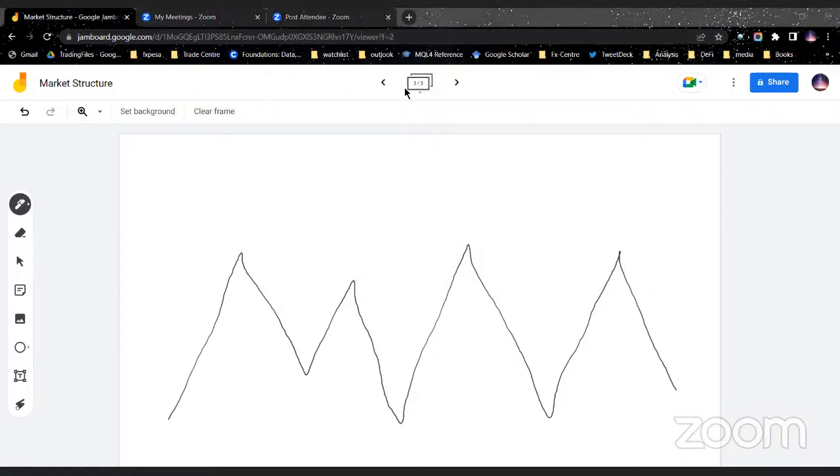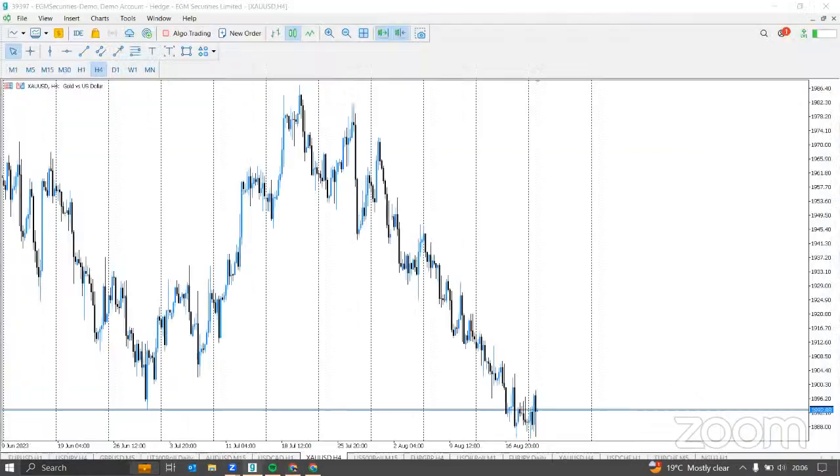Okay, so if we were to go to a chart, let me just share my entire screen. If you were to go to a chart, for example, this one, it doesn't look like what we've drawn over there. What we've drawn is a series of simple highs and simple lows. This looks more complicated than that.